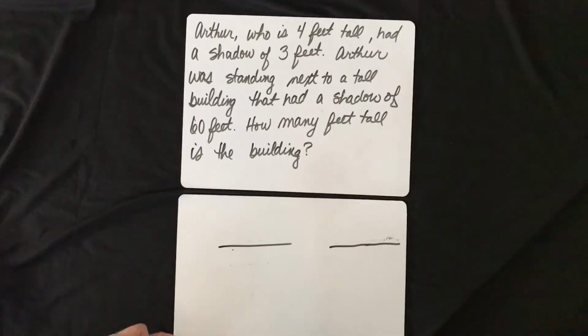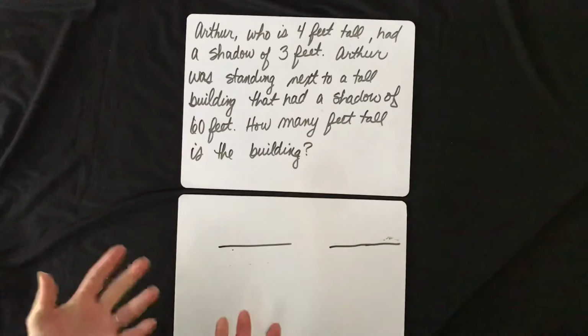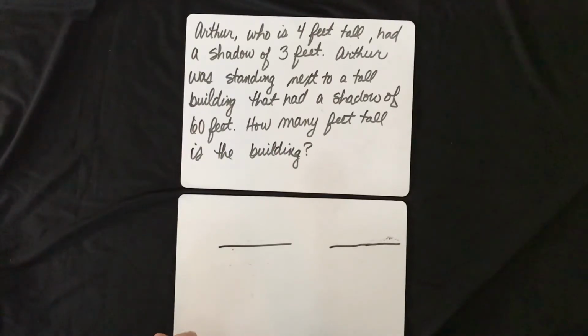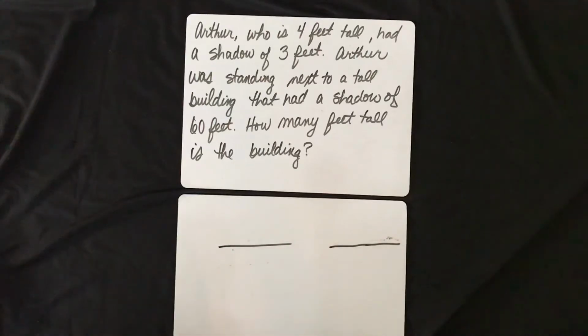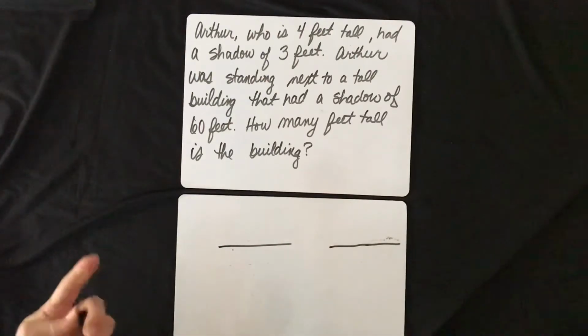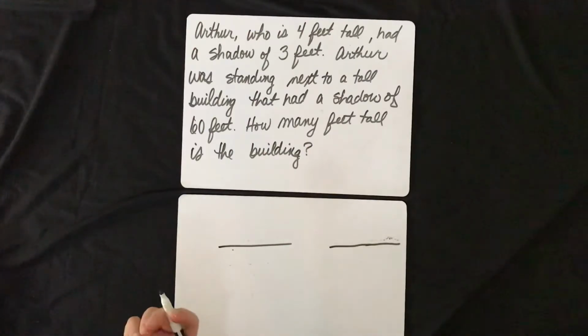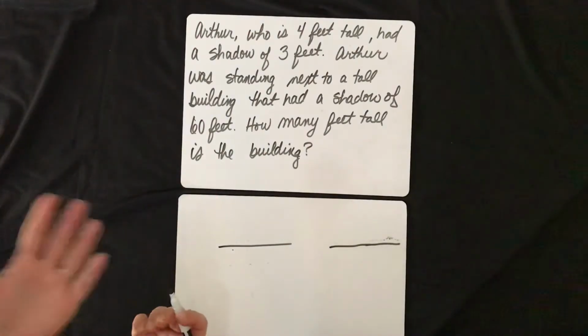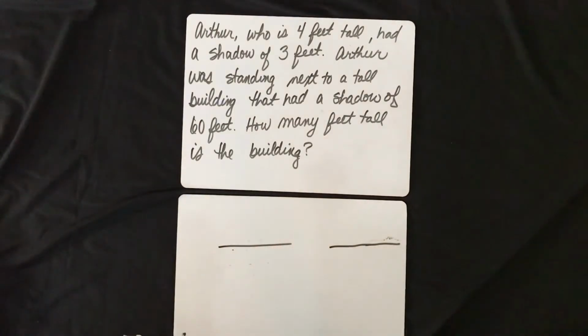With Hands-On Equations, we frequently talked about translating from English to math language. We're really going to do the same thing here. We want to organize this in math language so that we can solve it. So with this problem, I see that I have relationships. The relationship between the actual person or building and the shadow is the same, all right?